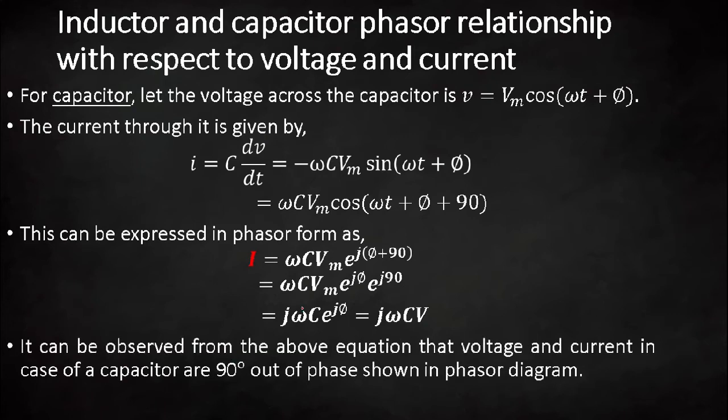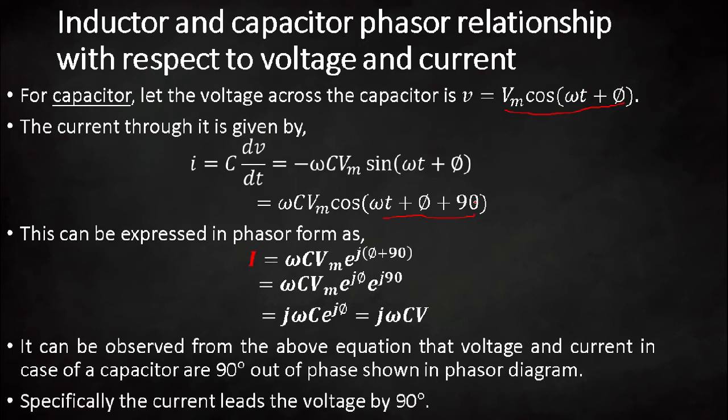Okay, so from this equation we can observe that the voltage and current in the case of a capacitor are out of phase, and the phase shift will be plus 90 degrees. Here we can see Vm cos(omega t plus phi), and here omega t plus phi plus 90 degrees. So the phase shift between voltage and current will be 90 degrees.